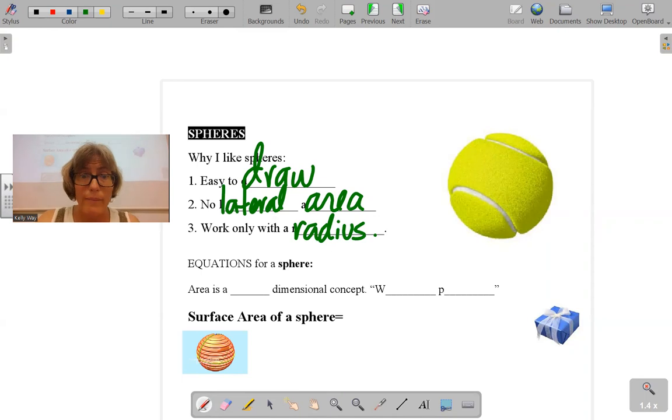One, they're easy to draw. 2, there's no lateral area. 3, you only need one single dimension to find anything for a sphere, and that is the radius.